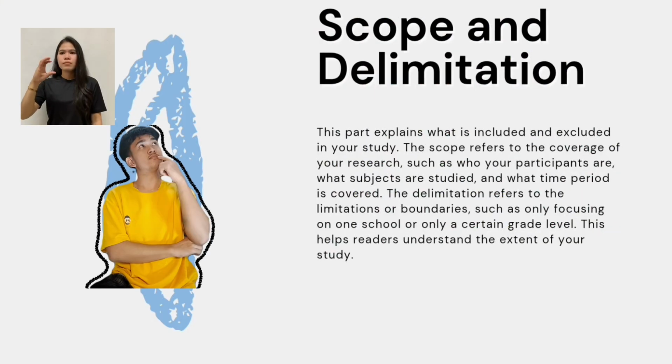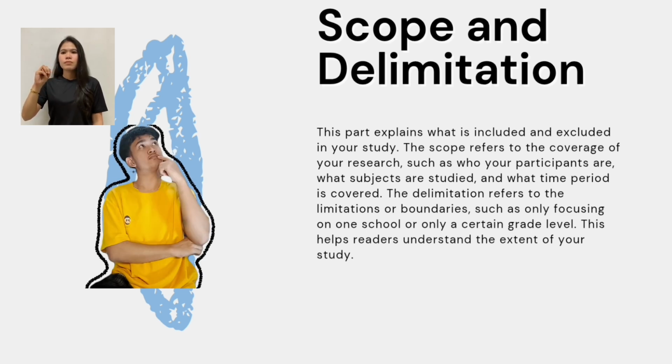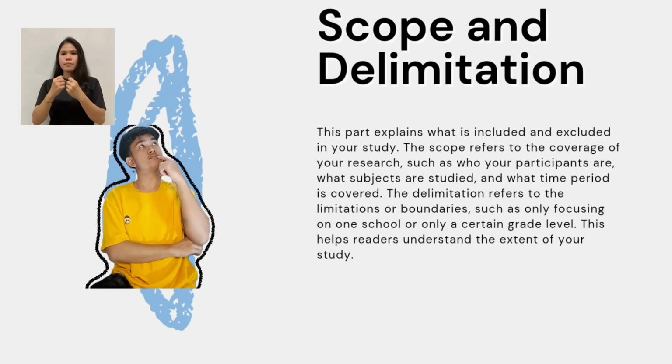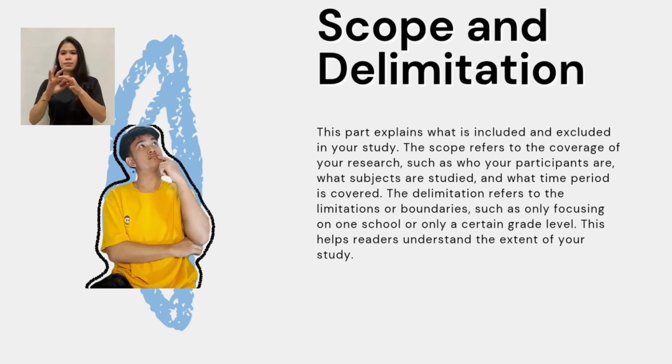Scope and delimitations. This part explains what is included and excluded in your study. The scope refers to the coverage of your research, such as who your participants are, what subjects are studied, and what time period is covered. The delimitation refers to the limitation or boundaries, such as only focusing on one school or only a certain grade level. This helps the readers understand the extent of your study. This part sets boundaries to your research paper. It tells us what is included and what is not.